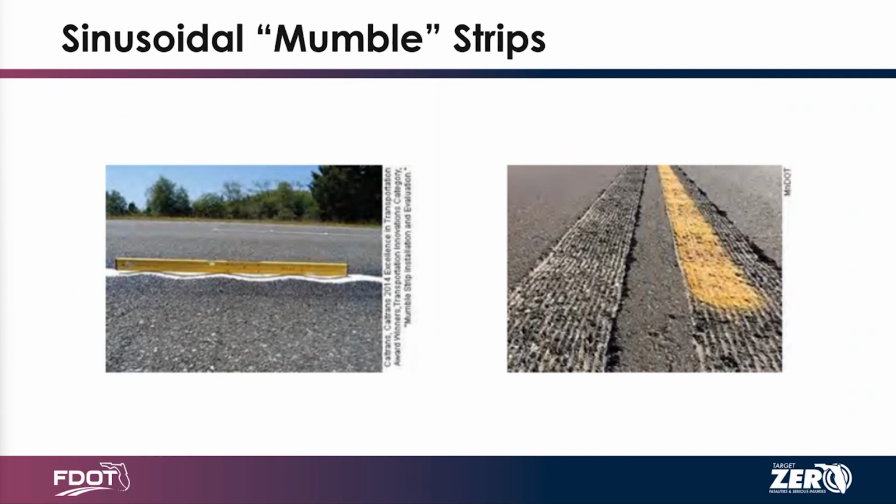And then we have sinusoidal rumble strips, or mumble strips, that you might have heard about. They are similar to our traditional rumble strips, but they have a wave pattern that is ground into the pavement, which reduces the external noise that is produced, but still provides that awareness and the noise within the vehicle. This helps a little bit with the surrounding environment, especially if you're within a residential area, to not produce as much noise when a vehicle travels across them.